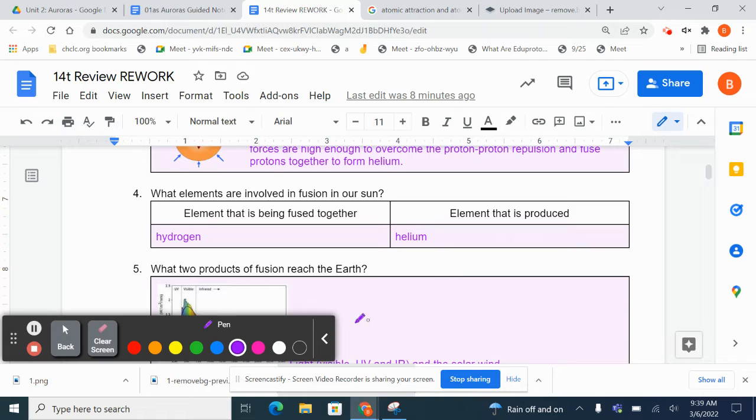All right, number 4, which elements are involved in fusion in our sun? So right now our sun is taking hydrogen and fusing it together to form helium. And as our sun gets older, it'll form heavier elements, but right now it's just hydrogen and helium.